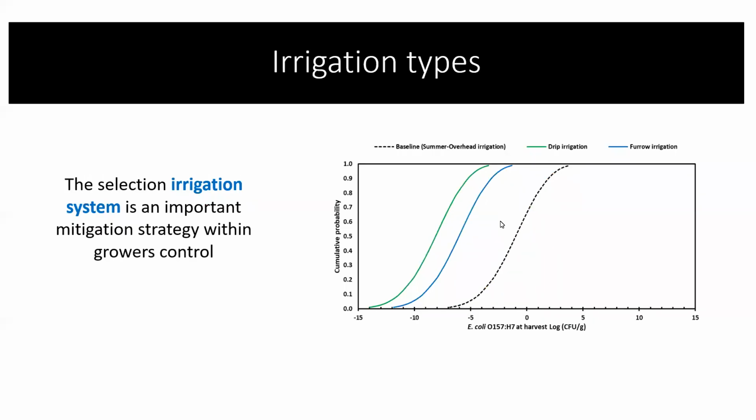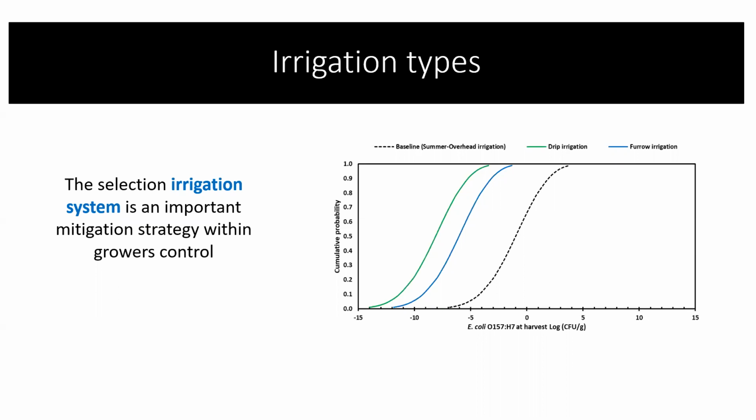So in addition to being a reservoir for foodborne pathogens, irrigation water is also considered to be a potential vector for pathogen transfer from manure-amended soil to fresh produce, depending on the type of irrigation system used. So the usage of drip irrigation, as shown in the green line, yielded the lowest level of pathogenic E. coli, followed by furrow and overhead irrigation, which was the baseline scenario. This reduction in pathogen level for drip irrigation is linked to the elimination of irrigation splashing.